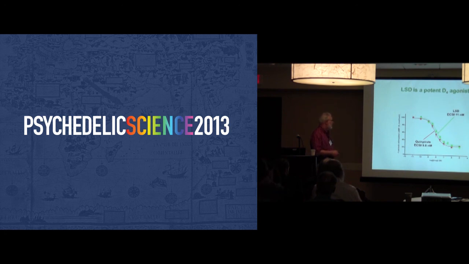So this is a dose response curve for inhibiting forskolin-stimulated cyclic AMP accumulation. Quinpirole is sort of the standard D2 agonist. Here's the dose response curve for that. And here's LSD. The EC50s are almost identical. So we found that LSD was functionally a dopamine D4 agonist. So this may be partly why it's different than other psychedelics too, because the other psychedelics don't activate dopamine receptors directly.